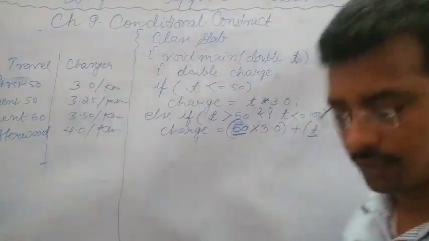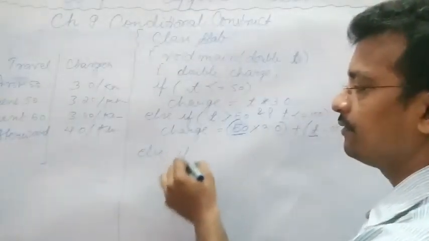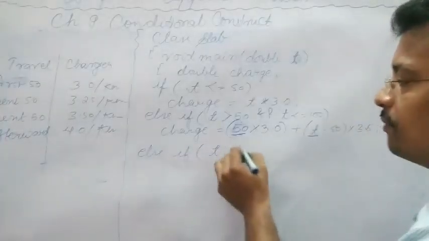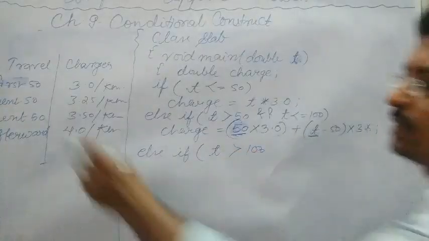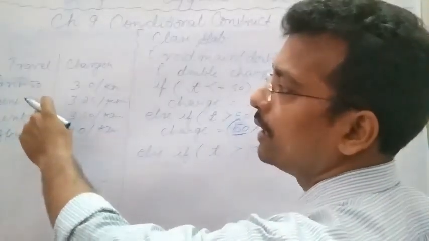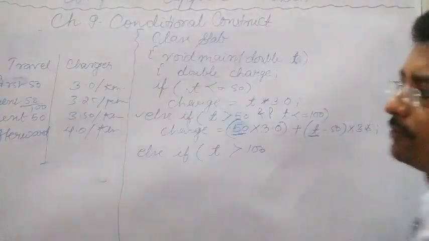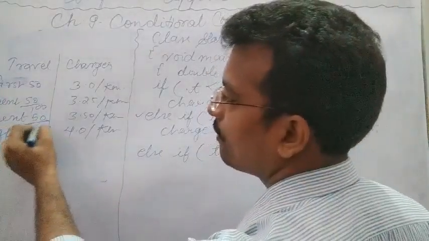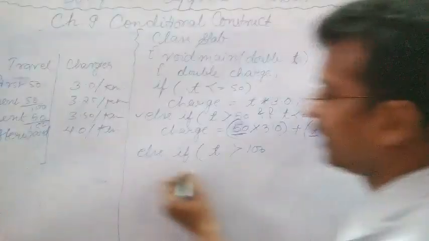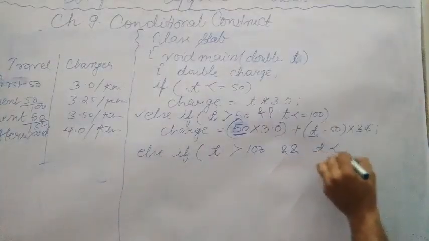Now the next condition. If the traveling is more than 100, meaning first 50, okay, only 50, then 50 to 50 is 100. So here it is coming 100. So what will be the condition? This condition we have covered. Now the next 50 will include 150. So 100 to 150.